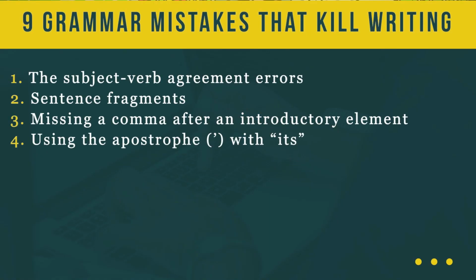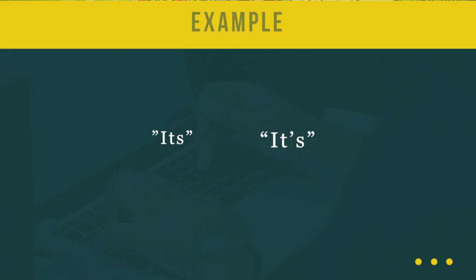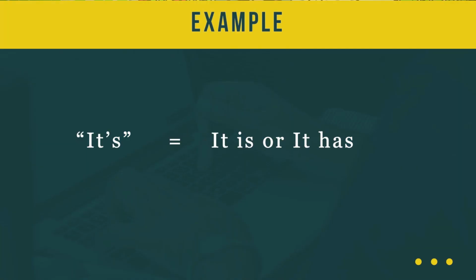Another error is using the apostrophe with its. Okay, so these words, its and it's, sound alike, but when used in sentences, they portray different meanings depending on whether the apostrophe is present. So you only use an apostrophe when the word means it is or it has. Without an apostrophe, its is just a pronoun.